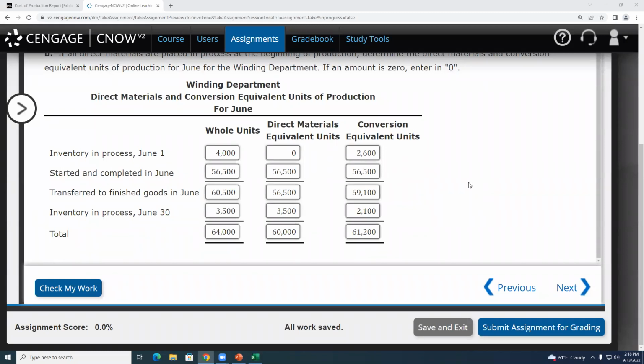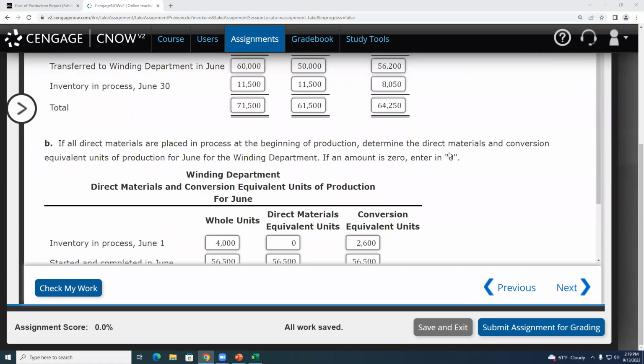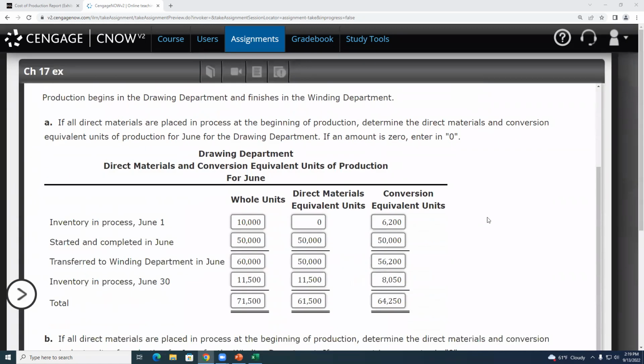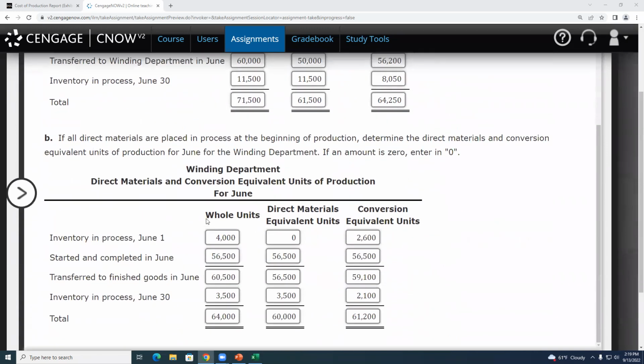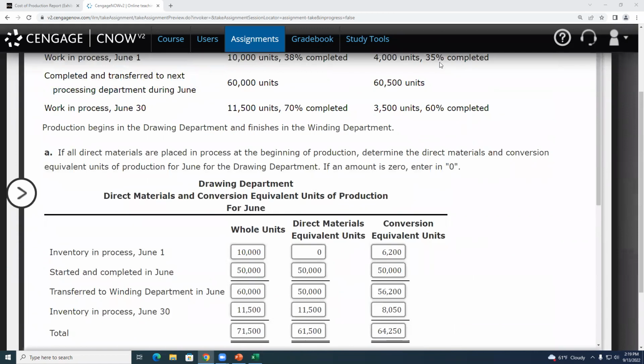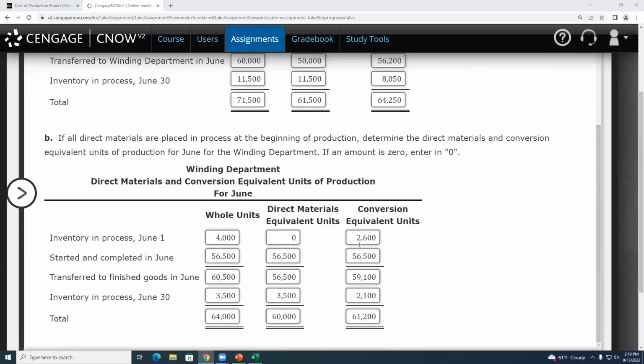Okay, so as we look at the solution to part B, using the information that was given up here at the top for the winding department, we had 4,000 units that were in process from May. So we didn't add any more direct materials to those, but we did have to still do, they were 35% done, so we still had to do 65% of the work in June. 65% of 4,000 is 2,600.